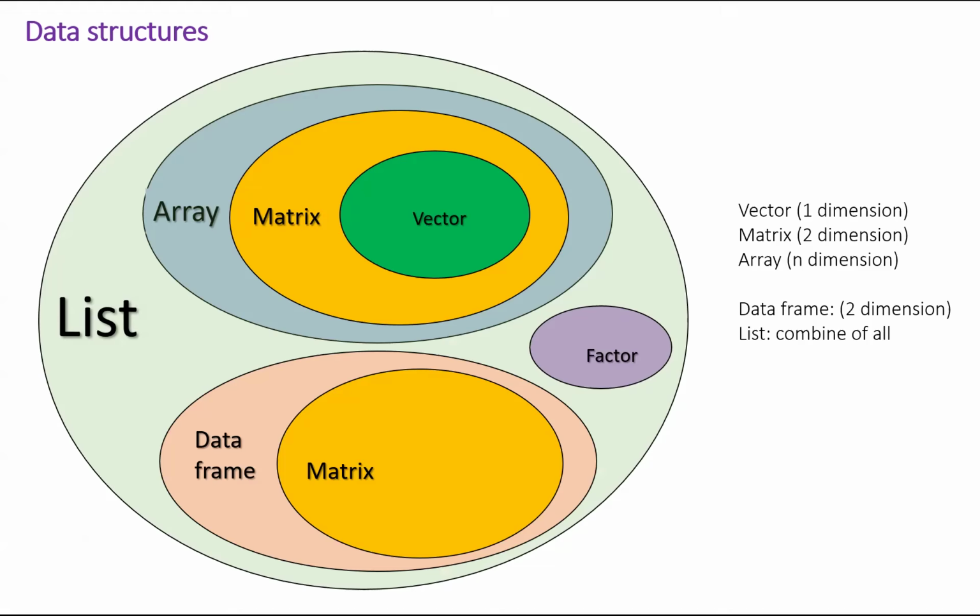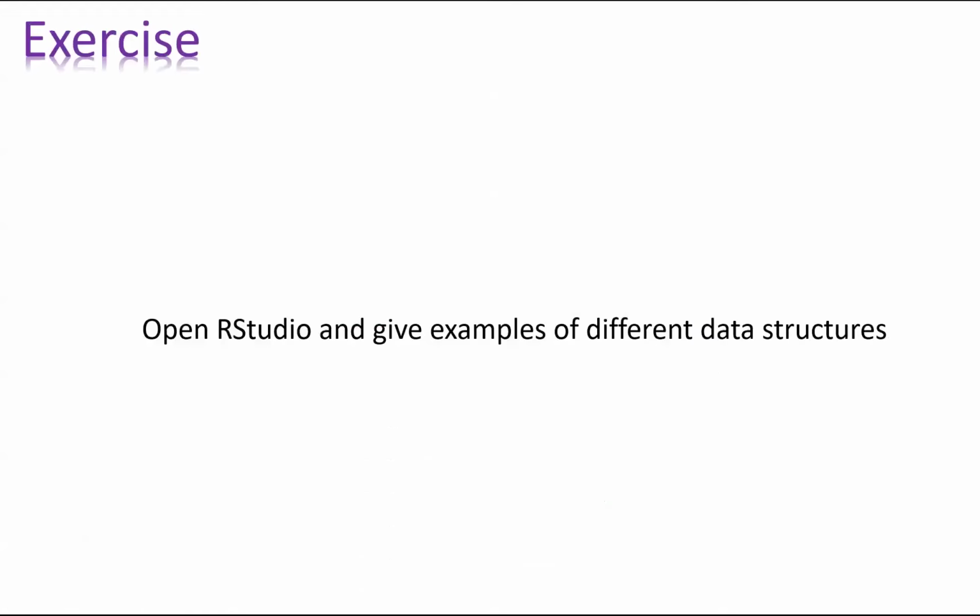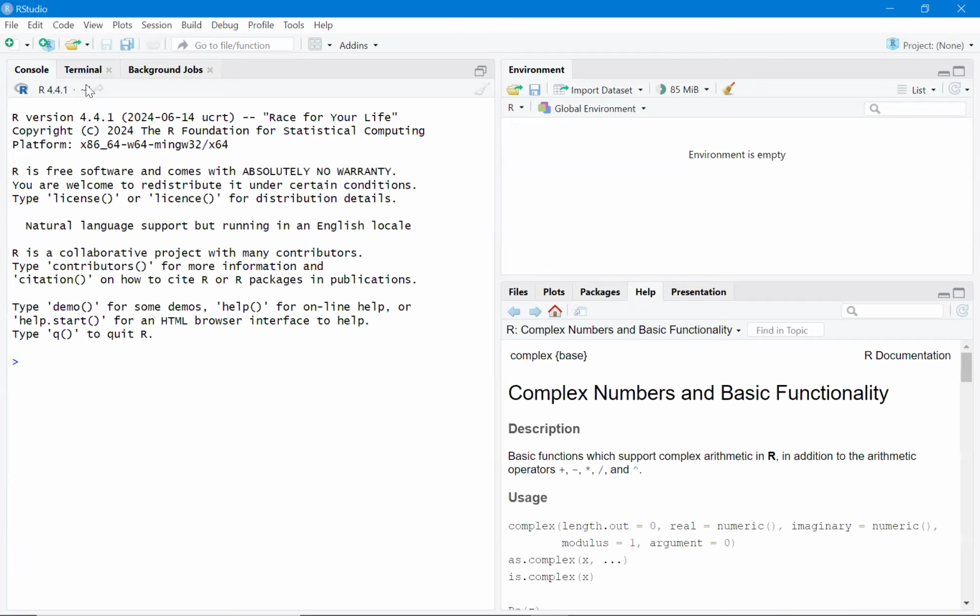The most general data structure, I think, is the list. It can store vector, matrix, array, data frame, and also factor. Factor is a special type of data. I will introduce it when we open RStudio. And now let's open RStudio and give some examples of different data structures to have a better understanding of it.